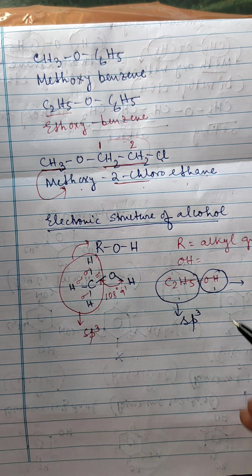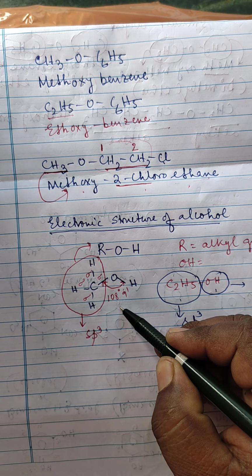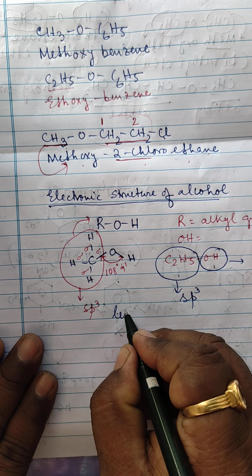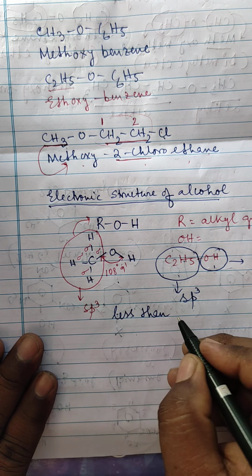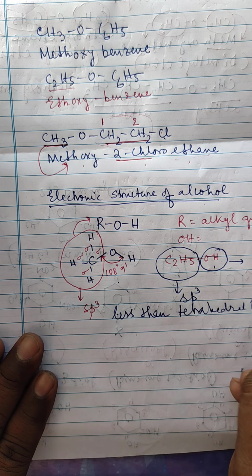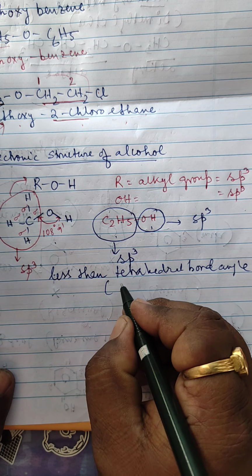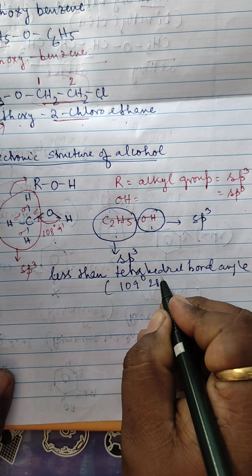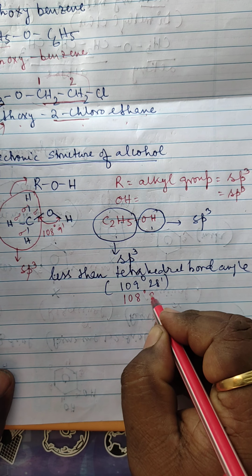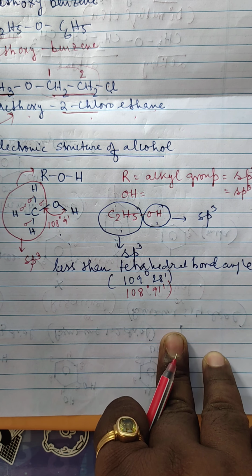Now just remember that the tetrahedral bond angle is 109 degrees, but here the bond angle is 108, so it is less than the tetrahedral bond angle. What is the tetrahedral bond angle? It is actually 109 degrees and 28 minutes, but here the bond angle comes to 108 degrees and 9 minutes. So it is a bit less than the normal tetrahedral bond angle.